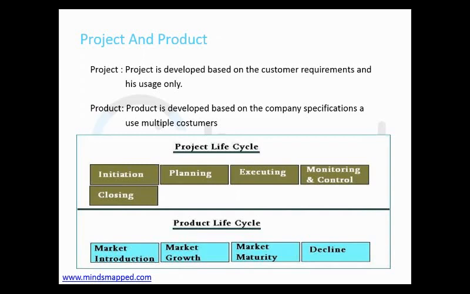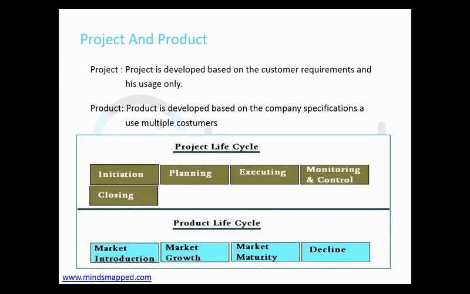Then after that, monitoring and control. Once it is developed, we'll be checking whether what was developed is correct or not. Once it is deployed, we check whether there is an issue in the deployment, and we'll be getting customer feedback on whether the application is as expected or not. Then after that, closing. The project will be closed from that company. So that is nothing but the project life cycle.